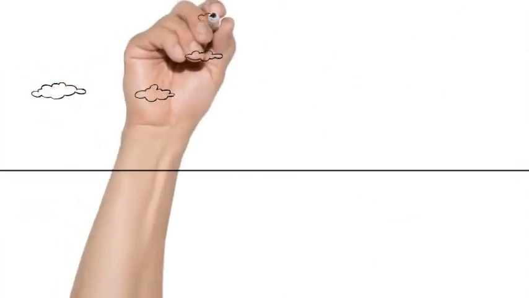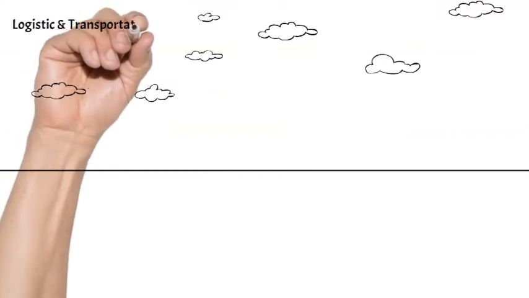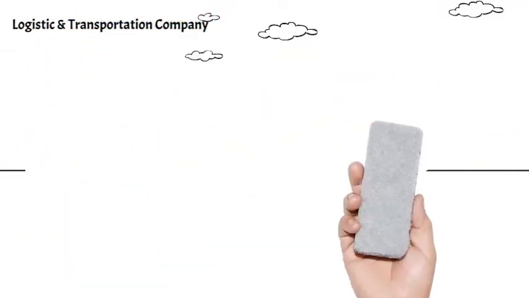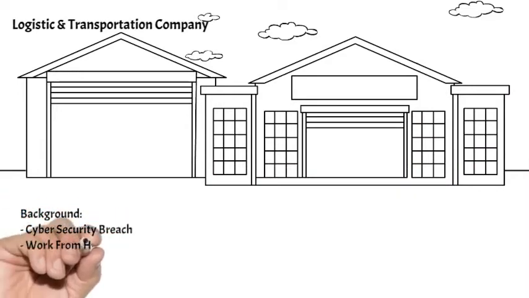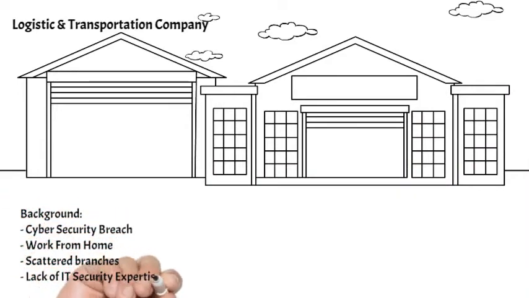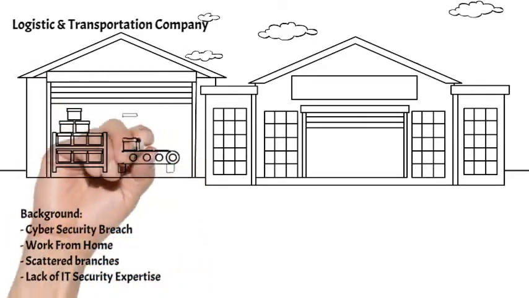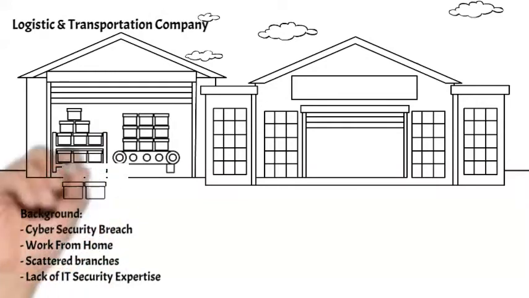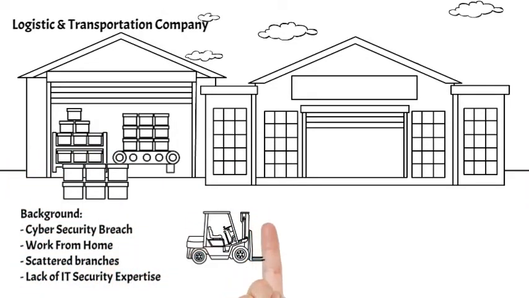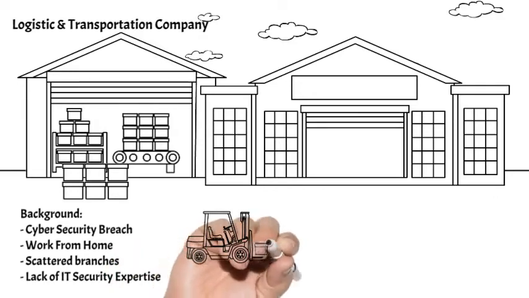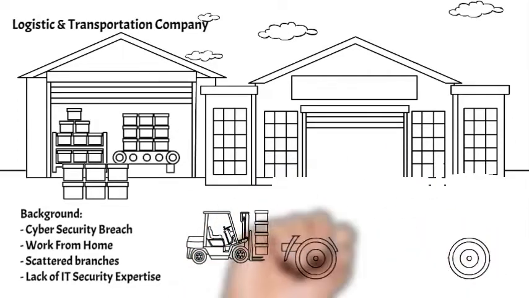And we talk about the logistics and transportation company. Cyber security breach. Why? Because the traffic for the logistics and transportation company during the pandemic is higher than other businesses. Work from home is a must. Scattered branches are also a problem. Lack of IT security expertise is also a gap they need to fill.